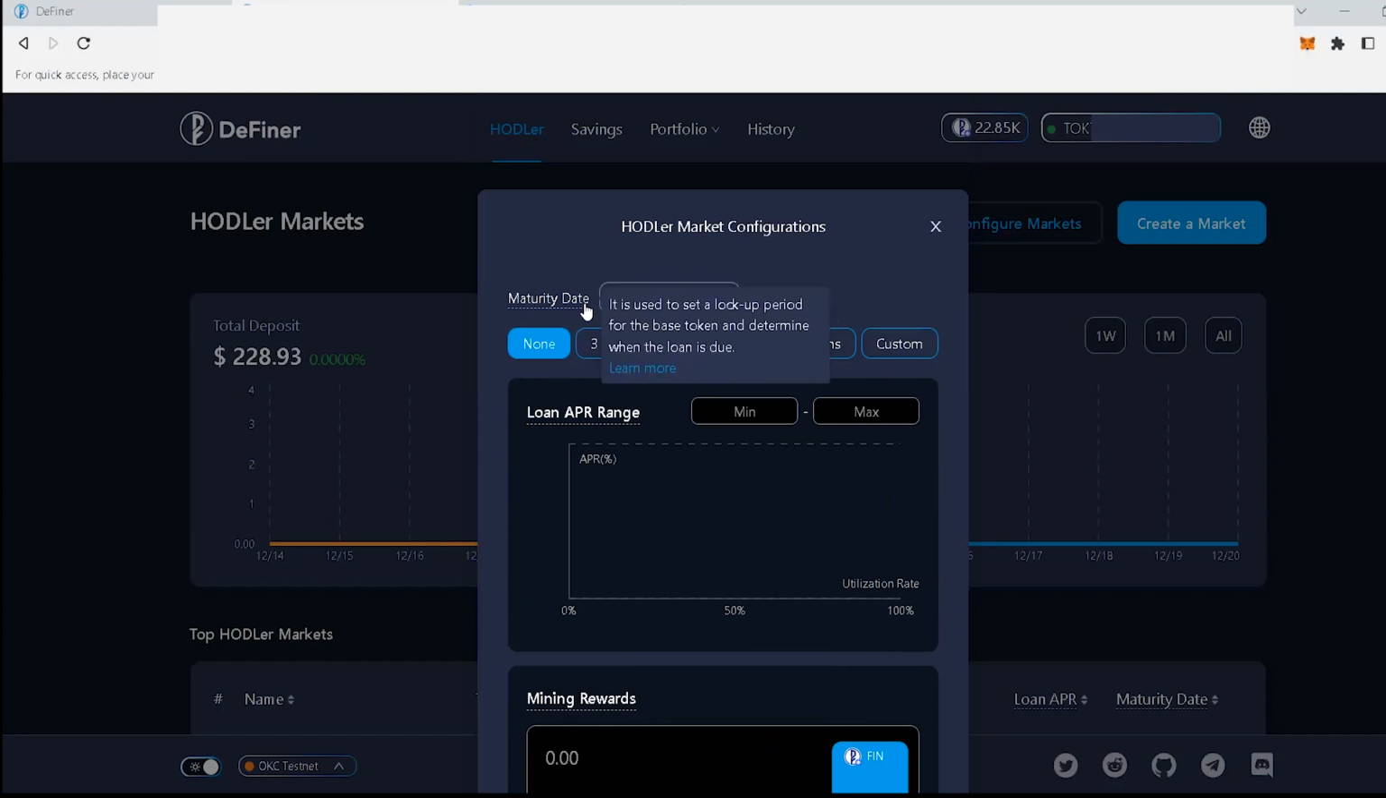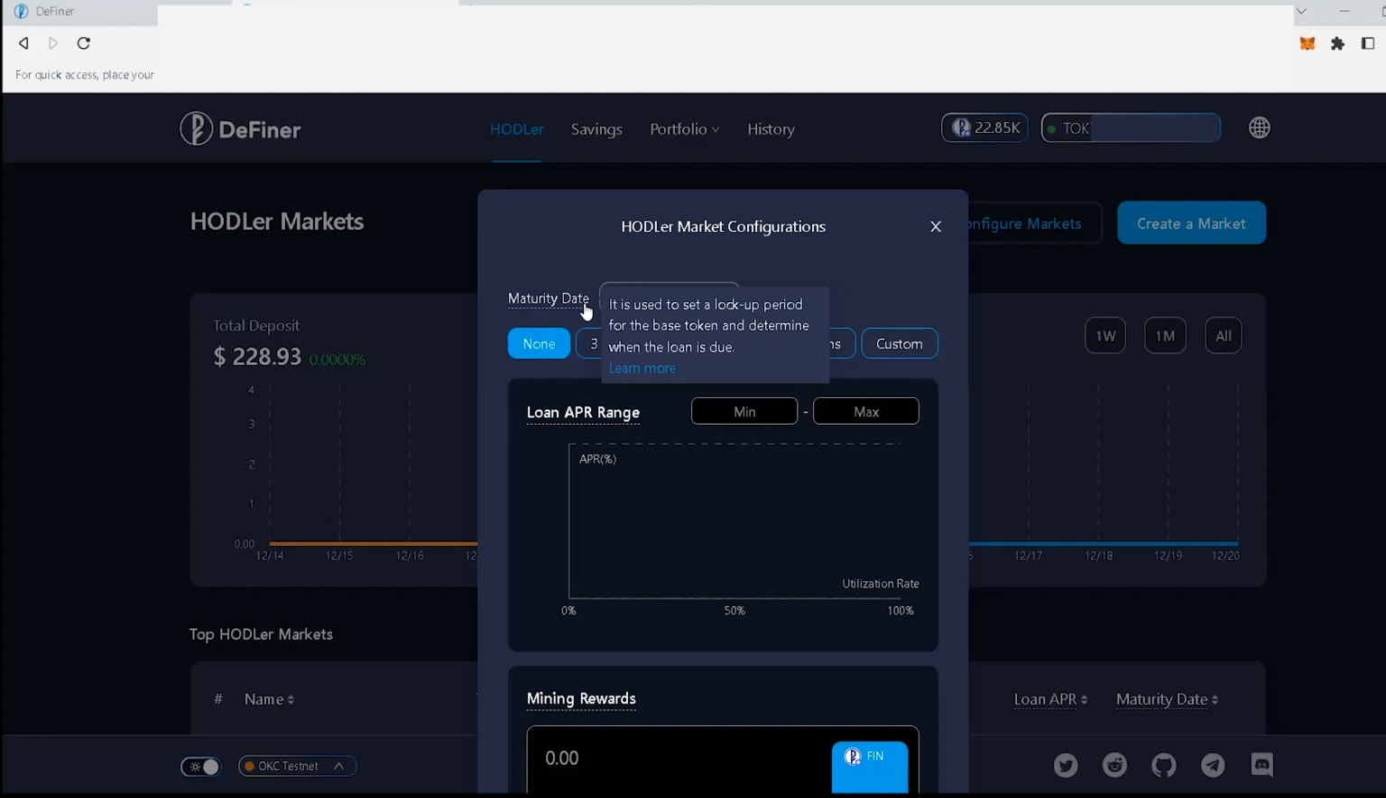Have you ever been worried about mercenary capital coming to your project? Most Web3 projects want to build strong and loyal communities. Pump and dump schemes done by mercenaries are greatly detrimental to a project's progress and long-term sustainability. The HODLer Market gives creators the option to set a maturity date as a lockup mechanism for the base token of their market and determine when the loan is due.